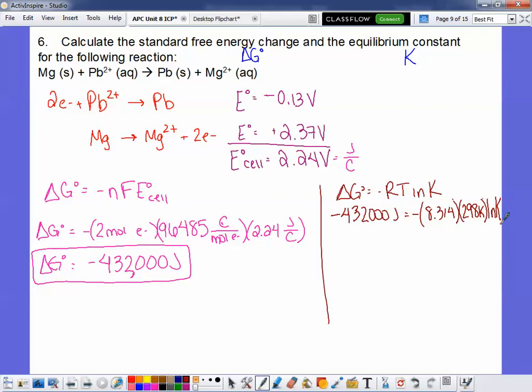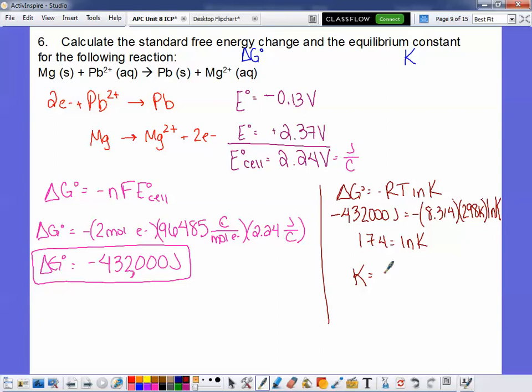All right, so when you solve this, you should get 174 equals natural log of K, or around 174. So what do you get as your K? Actually, before you give me what you got, do we expect K to be greater than or less than 1? Greater than 1, because we have a negative delta G and a positive E.